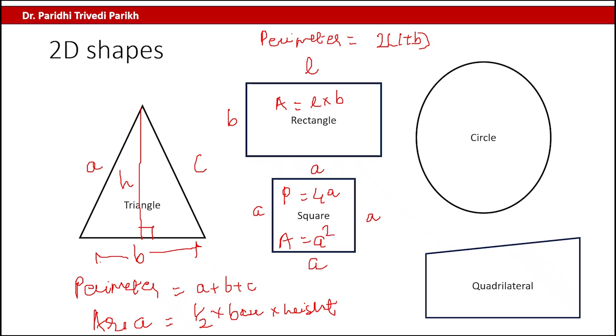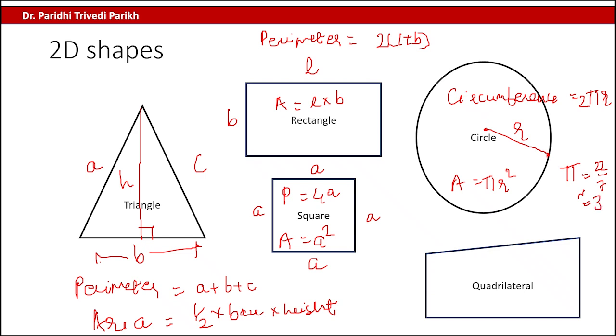When I talk about a circle, here perimeter is called circumference. Circumference is 2 pi r, where r is the radius. This is the center and this is the line which is joining any one point on the circle. That's r. Okay, and area will be pi r square. Value of pi is 22 by 7, which is approximately 3.14.